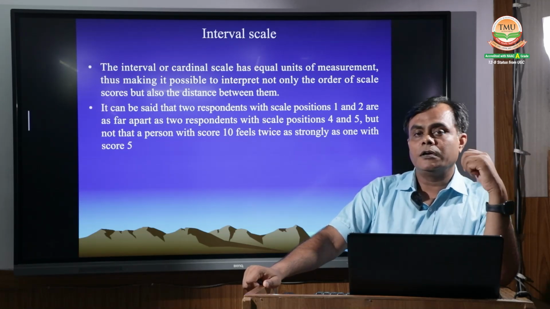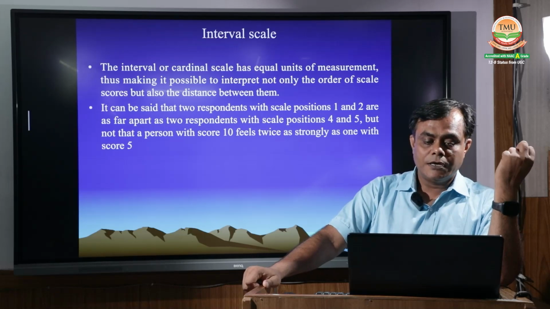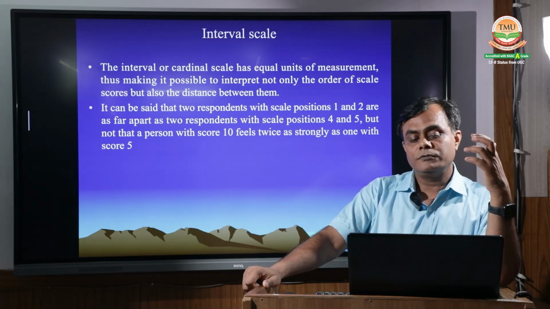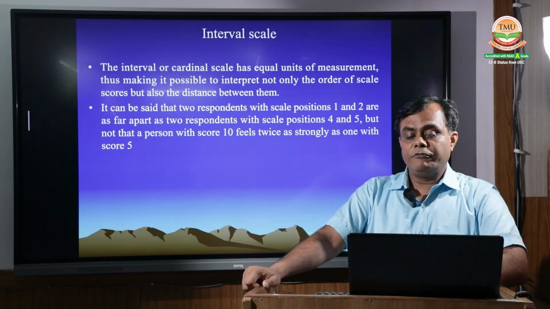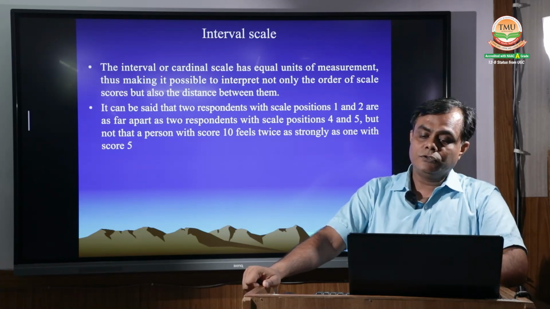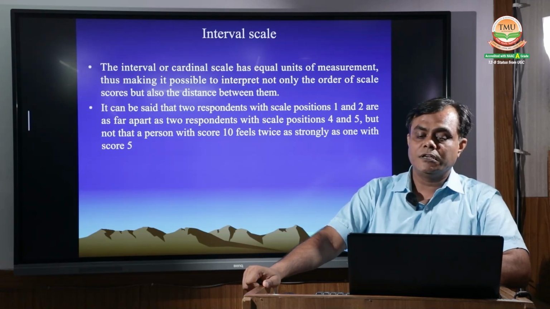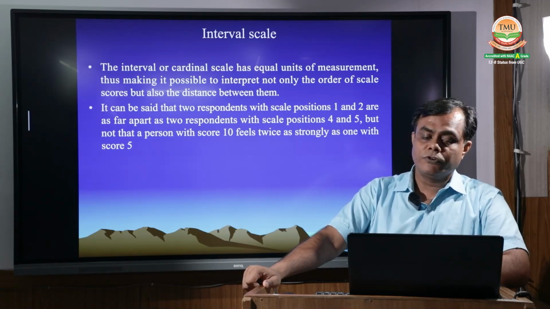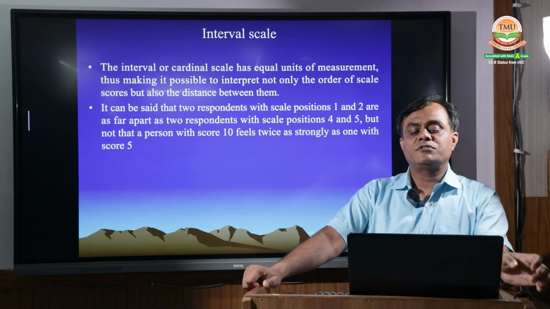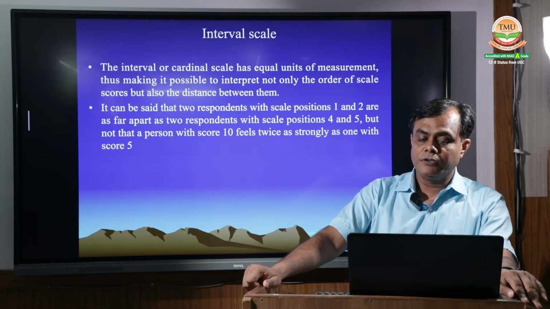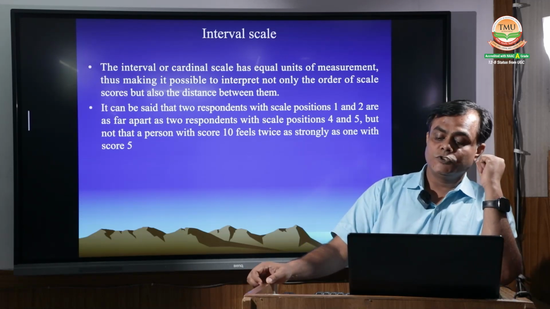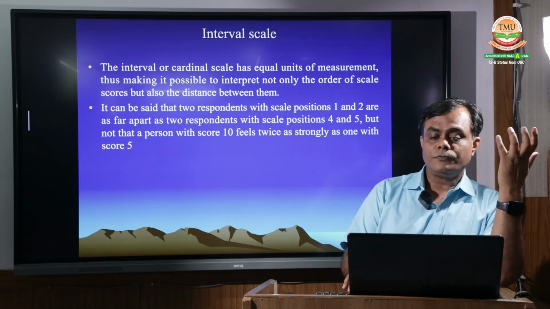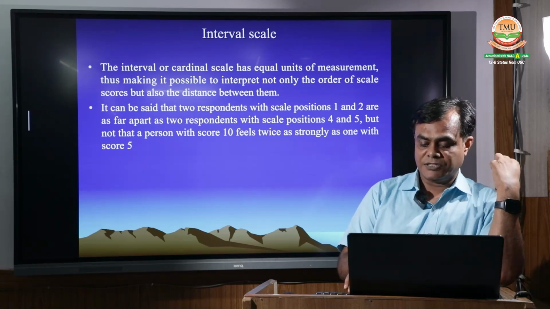So this is the advantage of the interval scale, and in an interval scale we can say that two respondents with scale positions 1 and 2 are as far apart as two respondents with scale positions 4 and 5, but note that a person with a score of 10 does not feel twice as strongly as one with a score of 5. So this is the magnitude of interval scales.